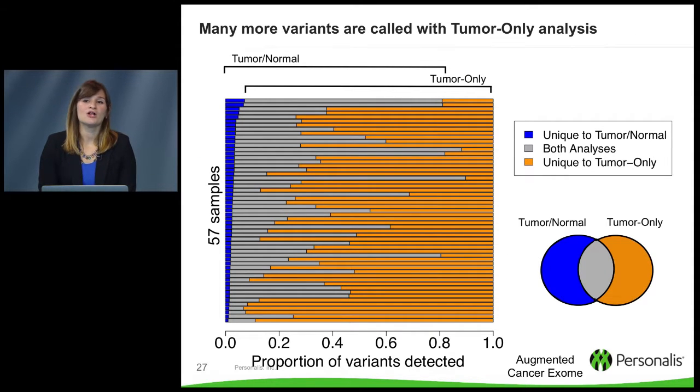Now again, we ran all of our samples through both our tumor-normal and our tumor-only pipelines, and then we compared the variants detected by each. So in this graphic, for each tumor, which is a row on this plot, in blue are the variants called by a tumor-normal analysis, in orange are the variants called by tumor-only, and in gray are the variants detected by both. And as you can see here, there are many more variants that are called with our tumor-only analysis that are not called with our tumor-normal.